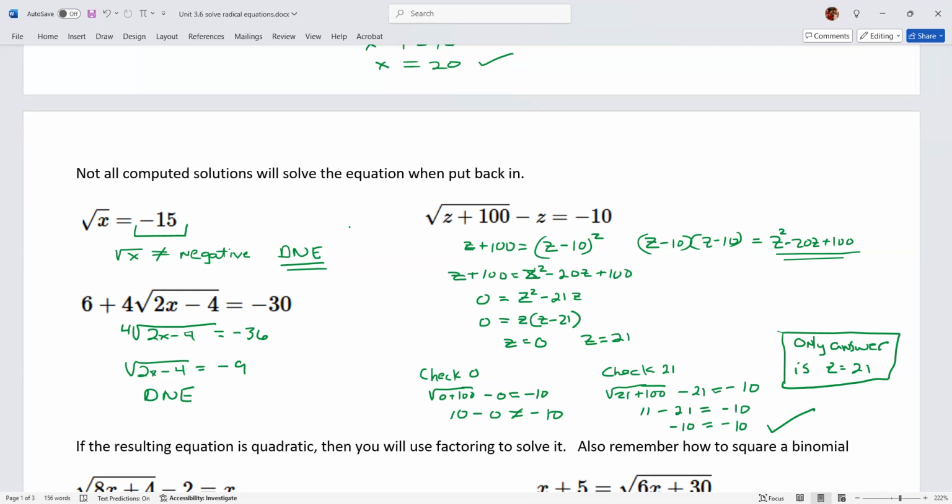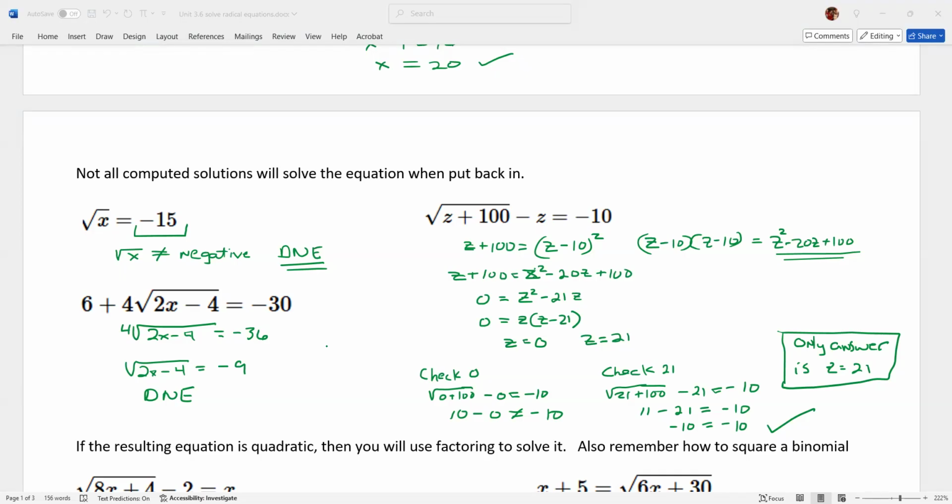Now, if I check 0 in the equation, then it will not check because I'm going to get 10 minus 0 is equal to negative 10. So 10 does not equal negative 10. And again, I've got this negative sign in the right hand side of the original equation. Even with that negative z in there, I do have to check it. So that doesn't check because it does not equal negative 10.